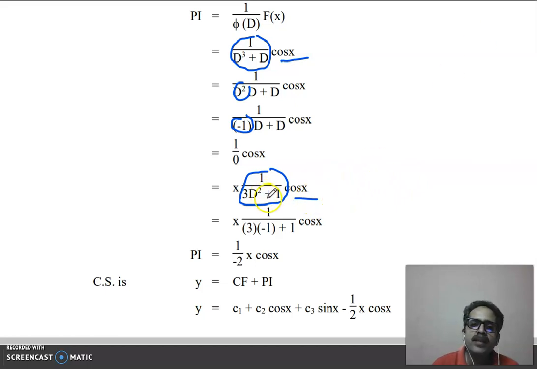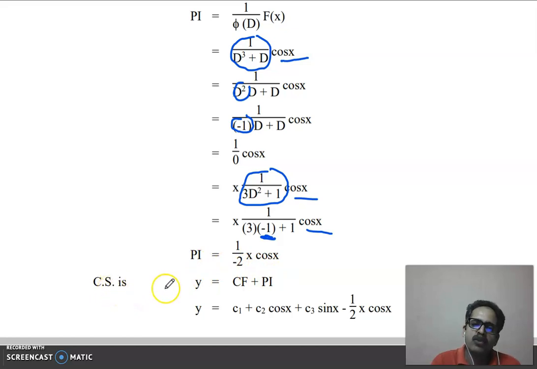Now here is a D square, and this D square should be changed by minus 1. See now, this D square has been changed by minus 1. You can see that between 3 and D square there is a multiplication. So between 3 and minus 1 there is a multiplication. You have changed D square by minus 1. We have kept the constant as it is. Even we have kept the function as it is. Now the denominator became minus 3 plus 1, that is minus 2. And in this way we obtain PI.